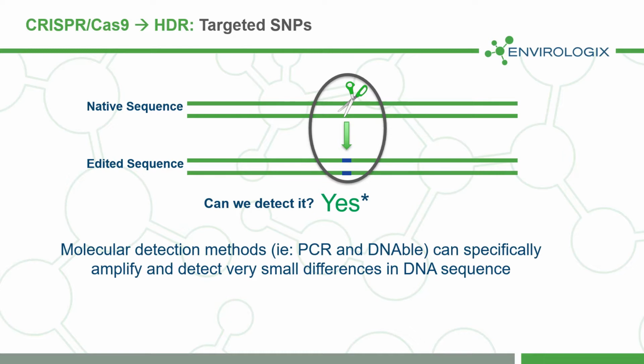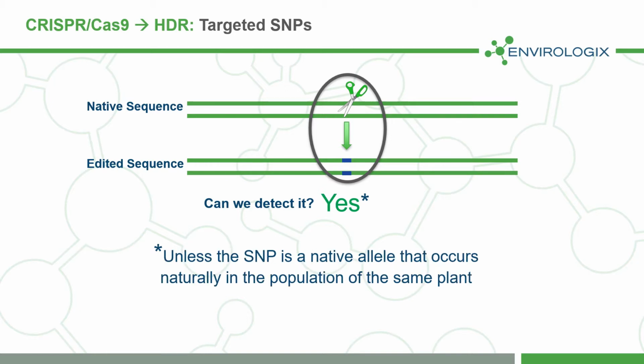Are these types of targeted SNPs detectable? So if we start with the native sequence, make a cut, and then make a change so that what was green, now we have a single base pair change to blue. Is that detectable? Yes. So molecular methods, again, PCR and DNAble, can very specifically amplify and detect extraordinarily minor differences in DNA sequence. But again, there's a star. There's still a caveat here.